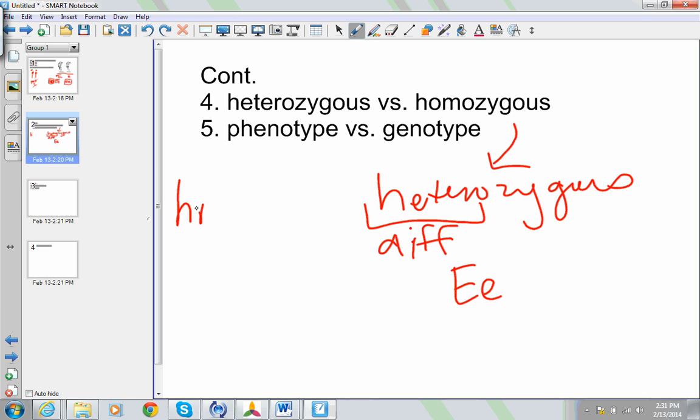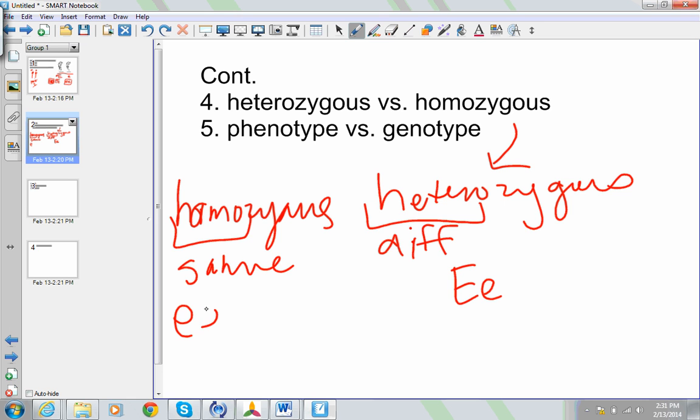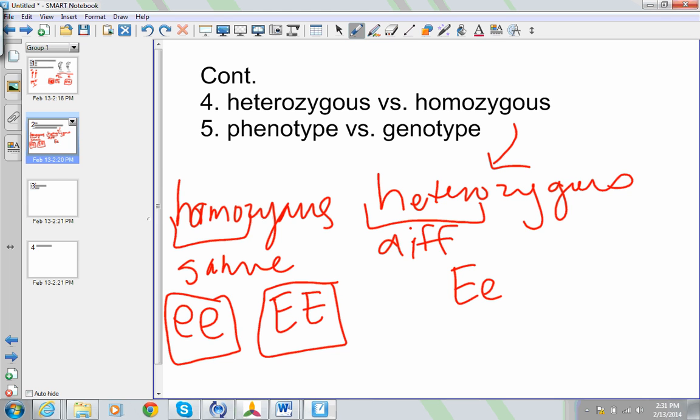Okay, then we have homozygous, and homo means same. So organisms that are homozygous are going to have the same allele from both parents. So either they got a recessive allele from both parents and they are homozygous recessive, or they got a dominant allele from both parents, in which case they are homozygous dominant, and they will express the dominant trait.